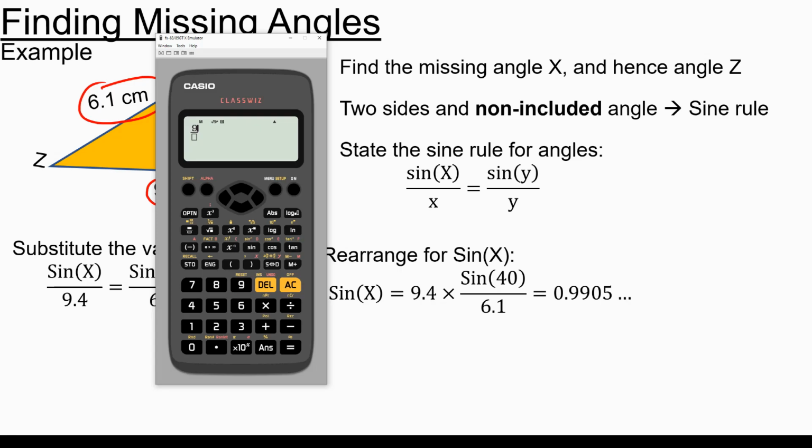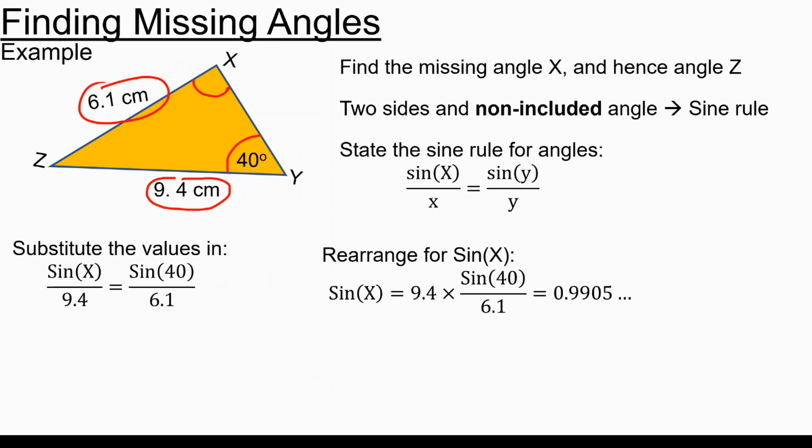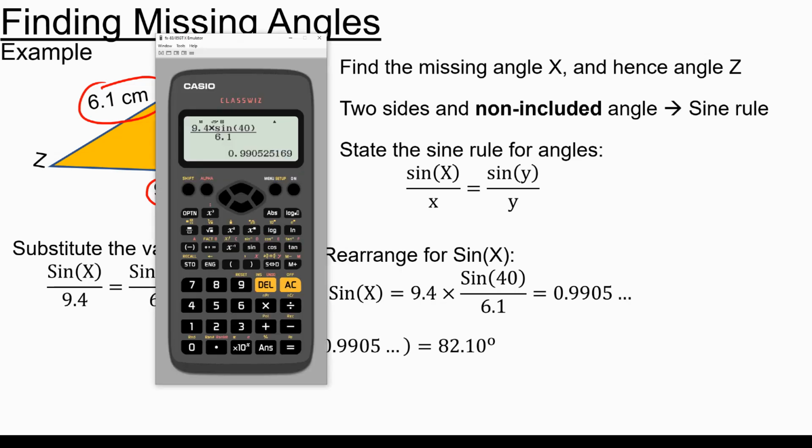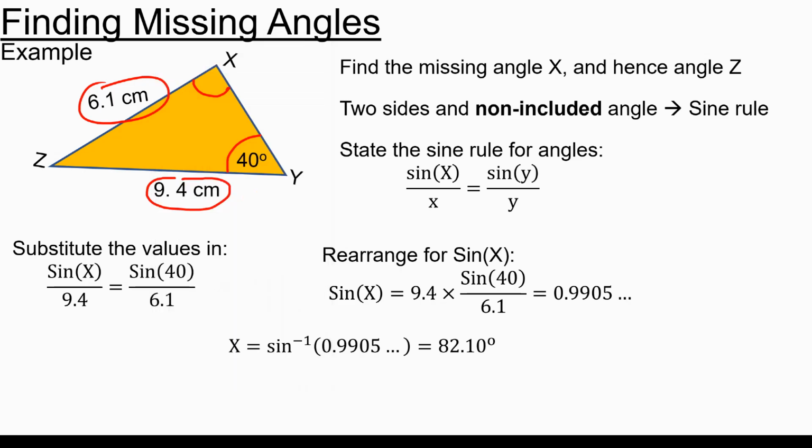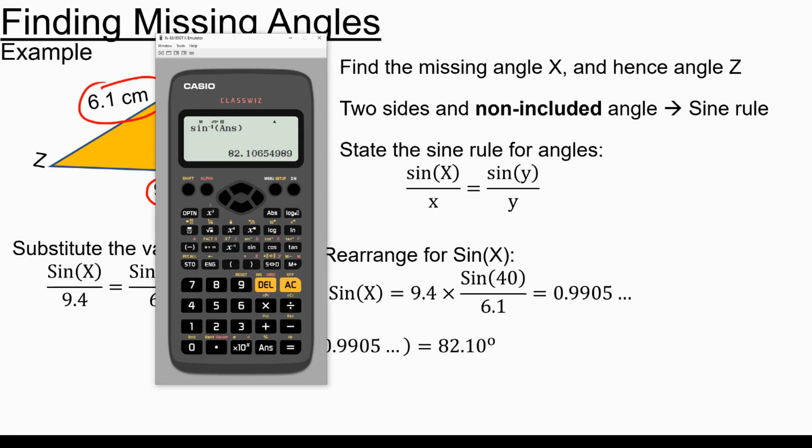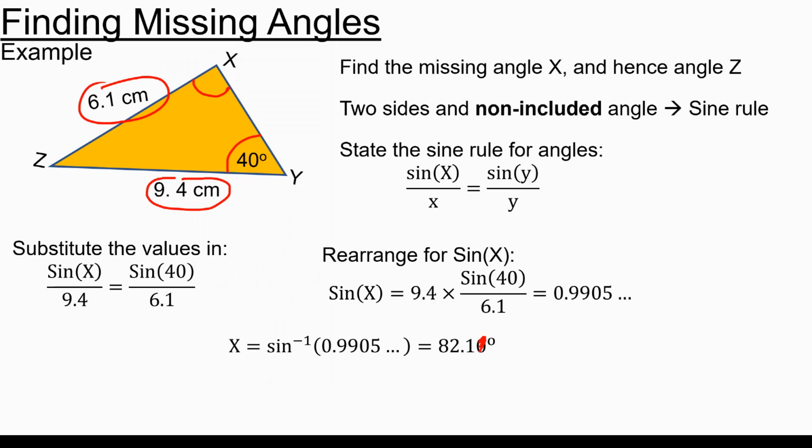But you could also do this: 9.4 times sine 40 over 6.1, giving you 0.9905. Then to get x on its own, you need to do shift sine minus 1. So again, I'll just show you that if you've forgotten that from previous trigonometry. Shift sine, and you get 82.10, or 82.11 actually is what I get. Yeah, 82.11 degrees or thereabouts.